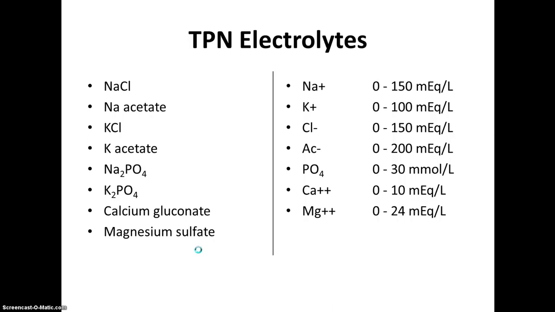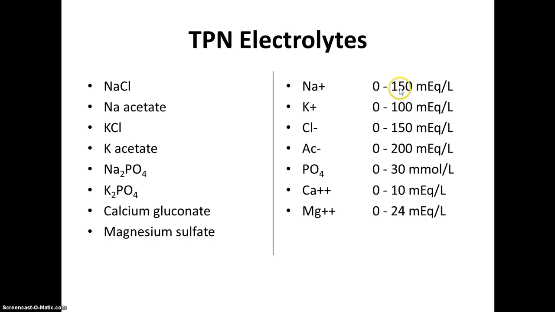And these are just a list of the ingredients of electrolytes that we put in TPN. Of course, they have to come in a salt form. You can't just add straight sodium cations. It's impossible. It always comes as a neutral salt. So sodium chloride or sodium acetate or sodium phosphate are our 3 sources of sodium. So on and so forth with potassium. And calcium gluconate and magnesium sulfate are also commonly added.